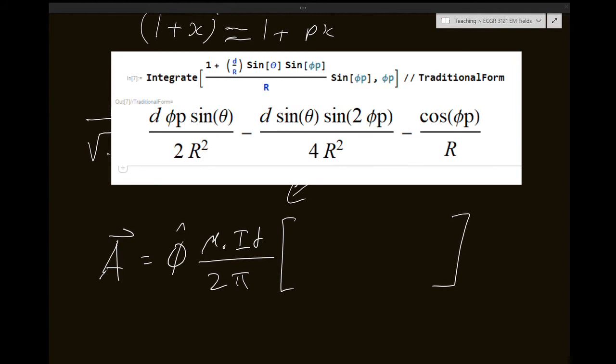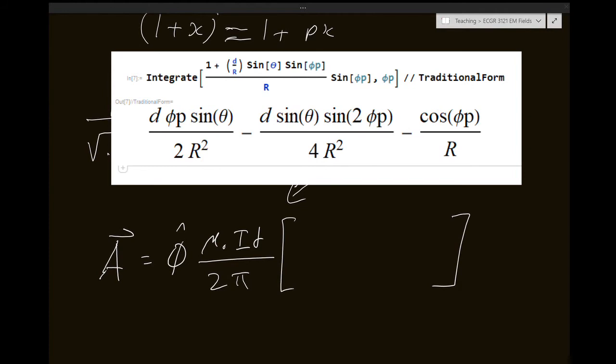Phi p is just phi prime. Whenever you see p, p is just prime, right? So phi p is phi prime. Okay, so I'm taking this now and integrating this. This is the result. This is the indefinite integral. So I'm evaluating it from minus pi to pi. So the endpoints are minus pi to pi.